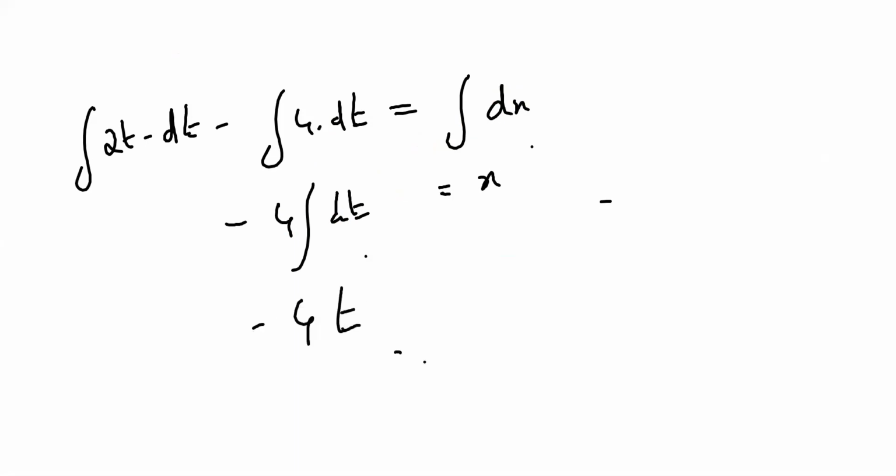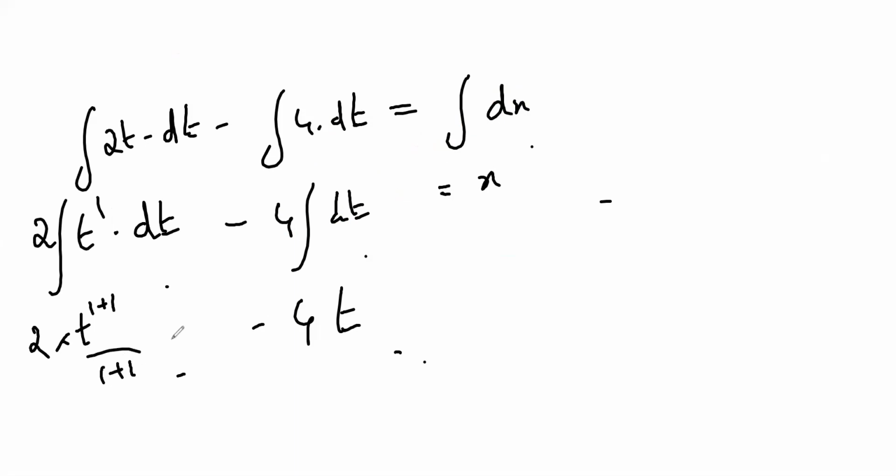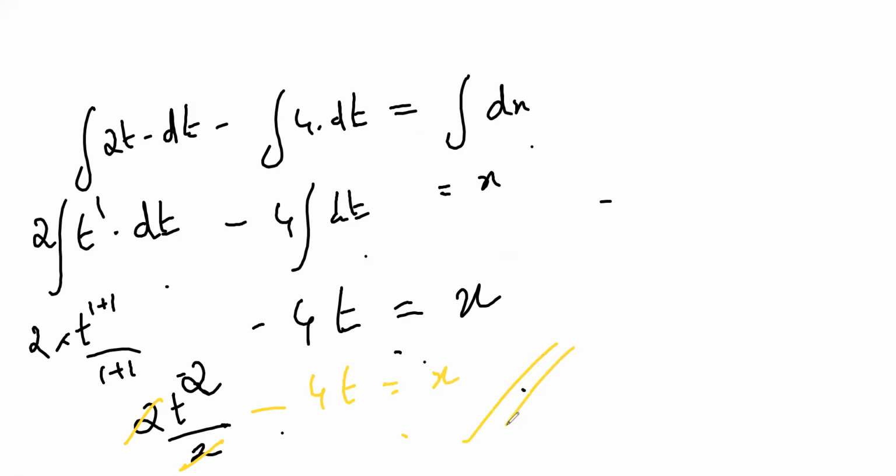minus 4t. Now I have to only integrate this: 2 integral t dt. This is t power 1, so t power 1 plus 1 by 1 plus 1. So 2t square by 2. Then I have to cancel this and this. Minus 4t is equal to x. So t square minus 4t is equal to x.